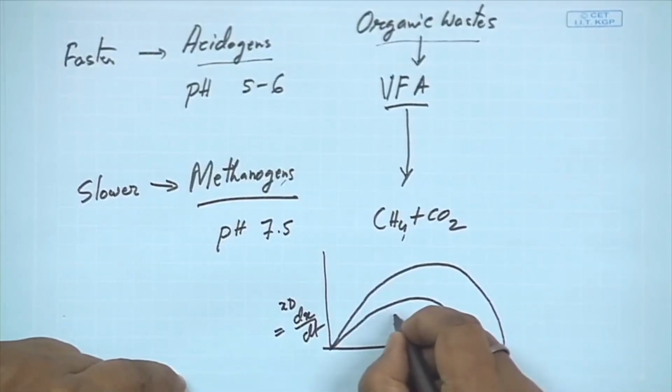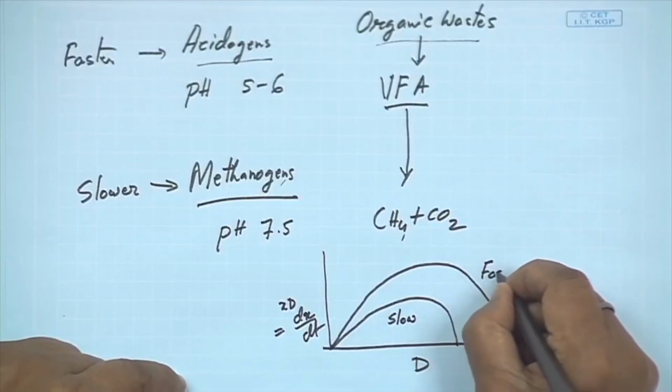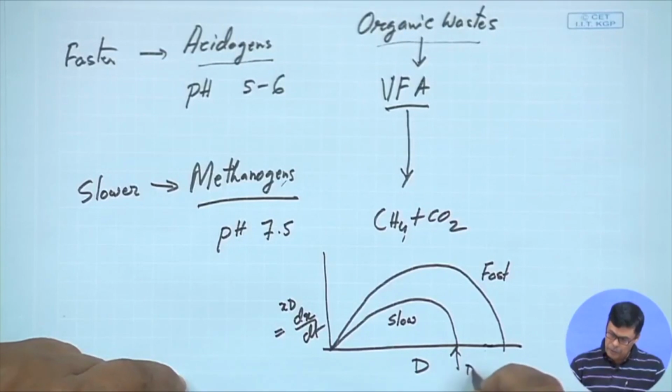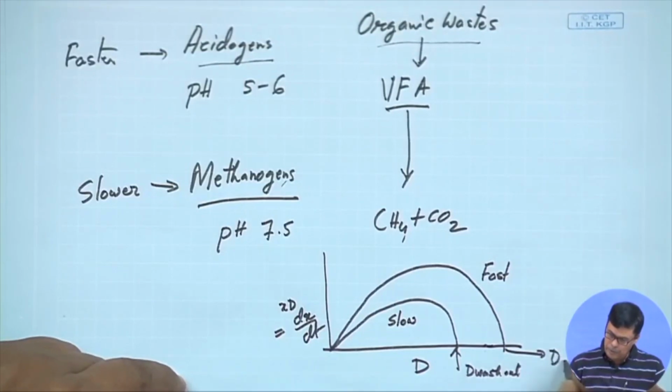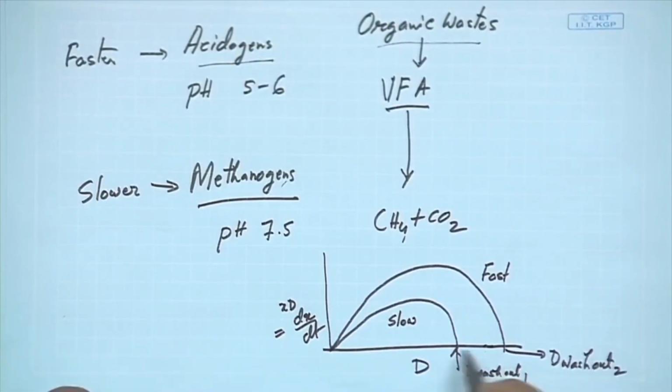So, this is for the slow growing organism, and this is for the fast growing organism. You can see this is the D washout, I told you, and this is the D washout. This is one washout. If you look at that, the faster one required more; the D washout value is much higher as compared to slow.